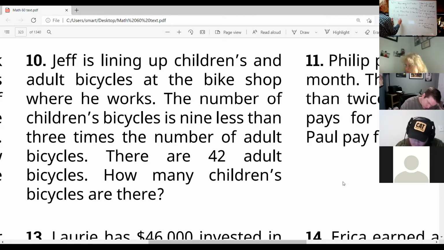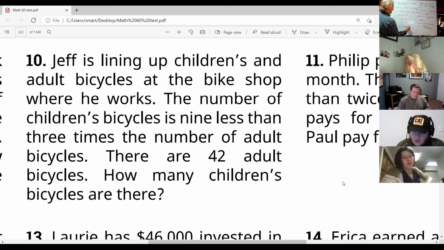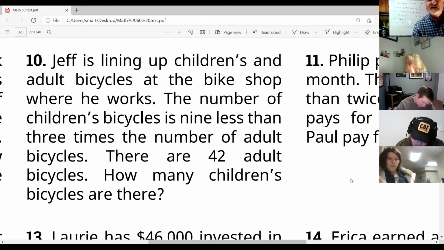Unless I'm missing something. 126 minus 9, 117. 117 child bikes. And I'll let you look at what I wrote here. See if that makes some sense.